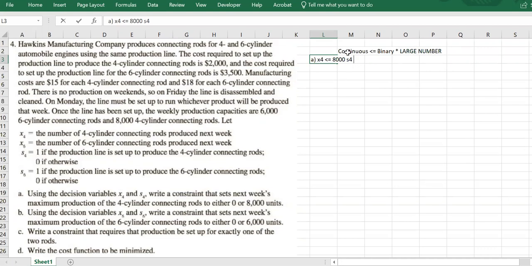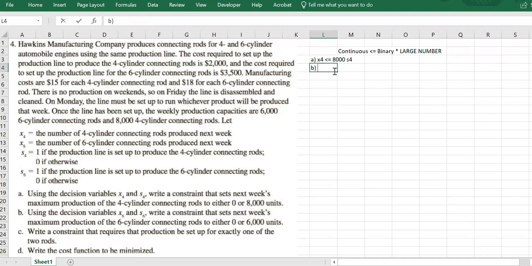Just look at what happens. If S4, the decision about producing at all, is 0, then X4 is less than or equal to 0, which means it is equal to 0. If we decide not to produce, the amount of production is forced to be 0. But if S4 is 1, X4 is less than or equal to 8,000, so it can be any number between 0 and 8,000. We're trying to connect these two variables by holding the logic that has to be true between them. So that's for part A.